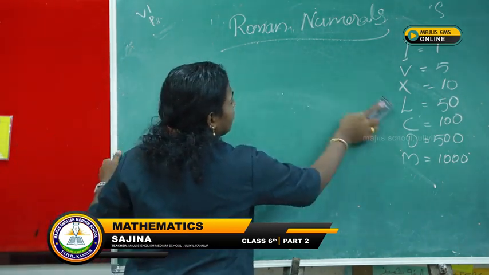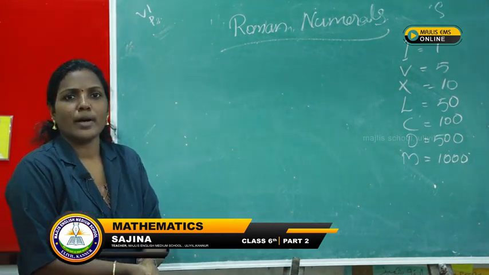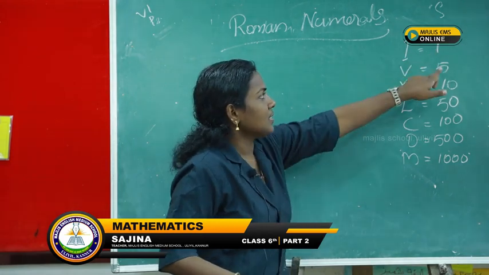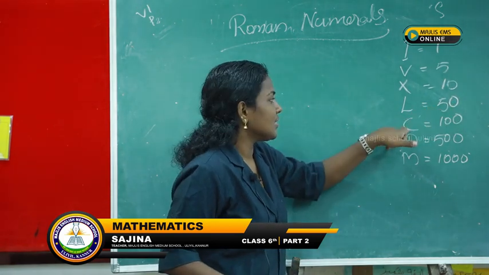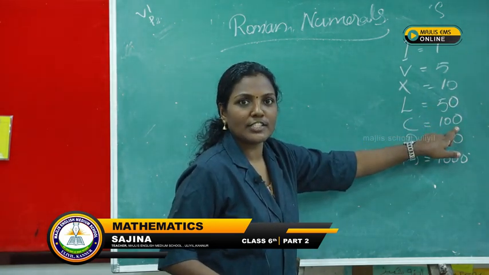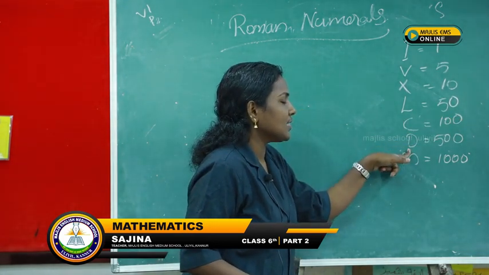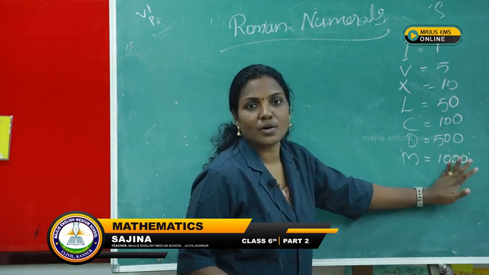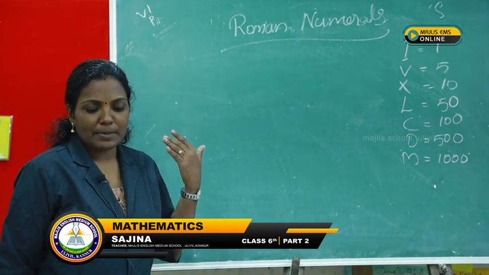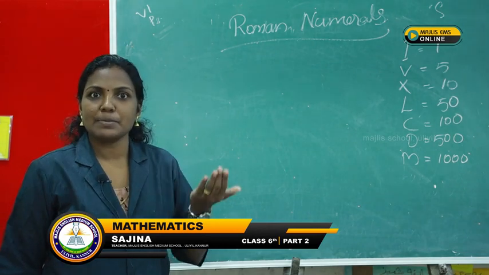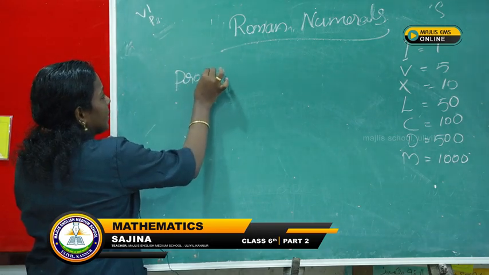Then today we discuss some properties of Roman numerals. This is I, this is V for 5, and X denotes 10, L is 50, C is equal to 100, D is 500, M is 1000. Okay. Now, what are some properties of Roman numerals?